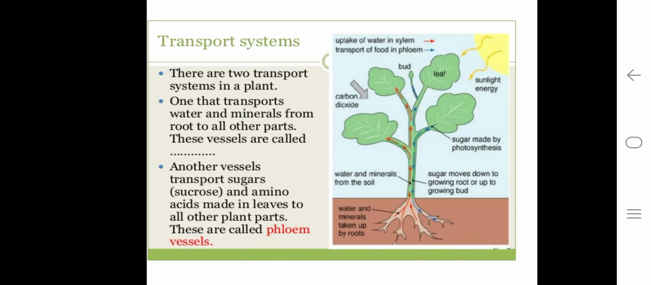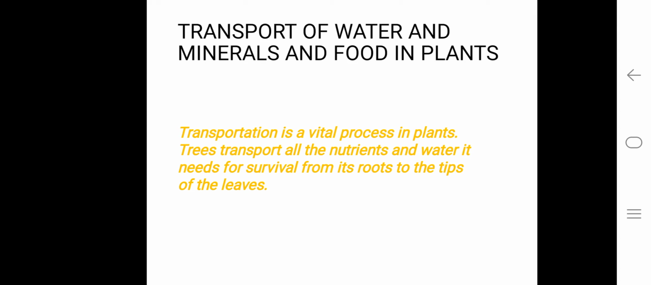You can see in this diagram marked in red, water and minerals taken up by roots, right? And in blue, that is sugar made by photosynthesis, right? So uptake of water in xylem is marked in red, transport of food in phloem is marked in blue. So for that, we need transportation. Transportation is a vital process in plants.